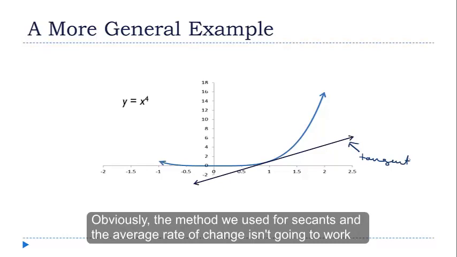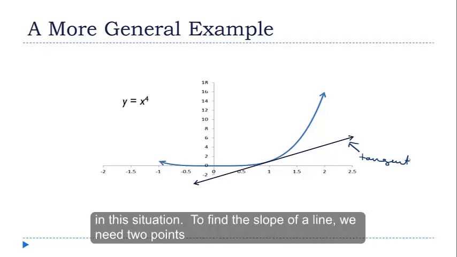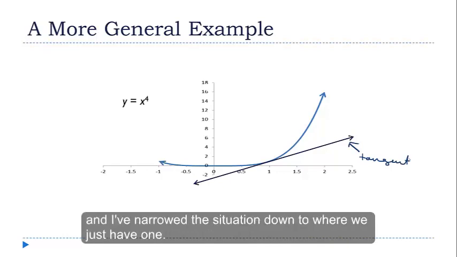Now, obviously, the method we use for secants and the average rate of change isn't going to work in this situation. To find the slope of a line, we need 2 points. And I've narrowed the situation down to where we have just one.